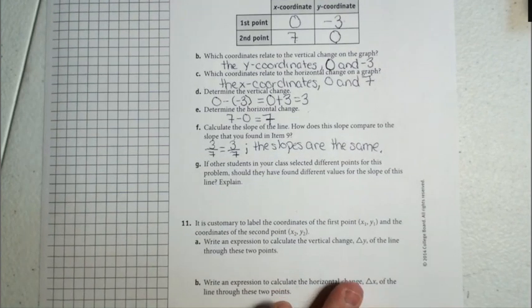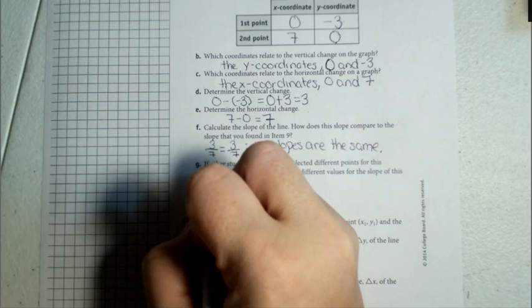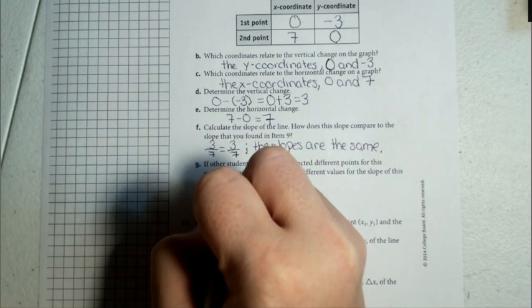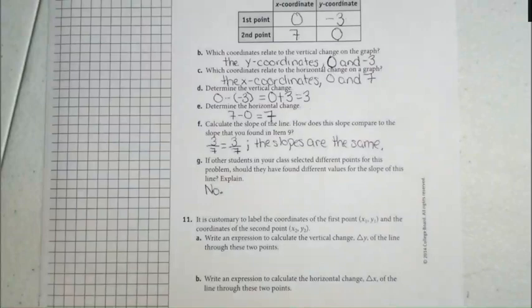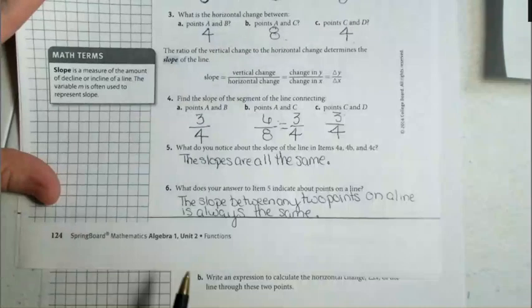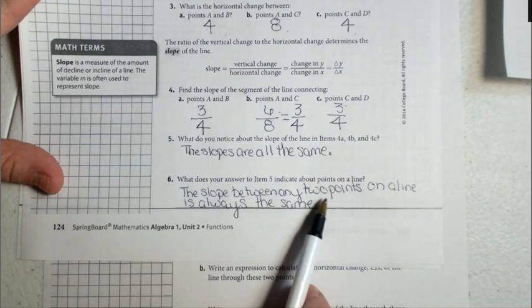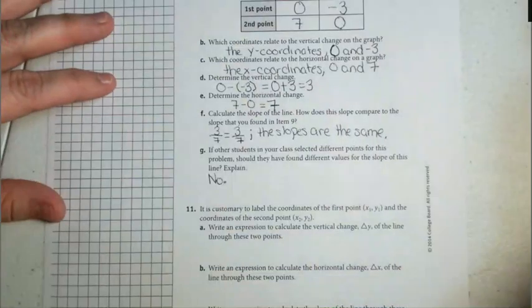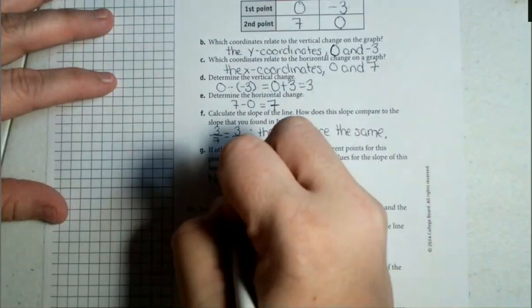Let's take a look at G. If other students in your class selected different points from the problem, should they have found different values for the slope of this line? And explain. No. If you recall back earlier in the problem set, we had this particular question, question number 6, that said the slope between any 2 points on a line is always the same. So we're going to use that as my explanation.